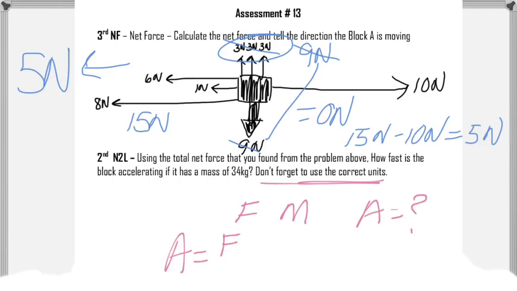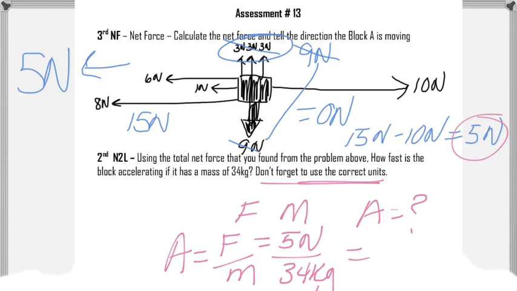A equals F over M. All right, so F is 5 newtons, and M is the 34 kilograms. And then if you divide that, you end up with 0.14 something. You can even round it to 0.15 if you want. And you can either write newtons over kilograms, or you can write meters per second squared. Okay? Either of these are good.